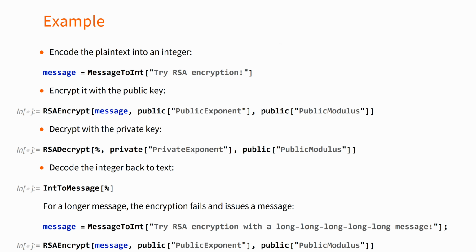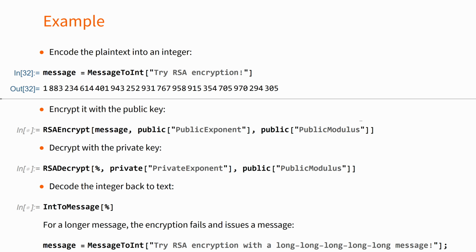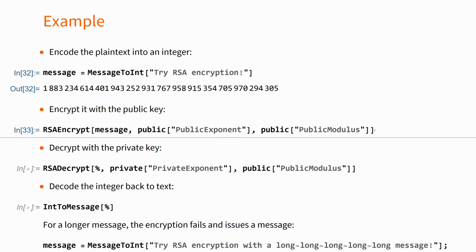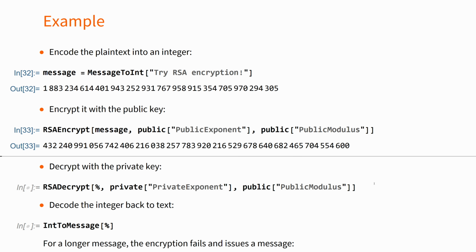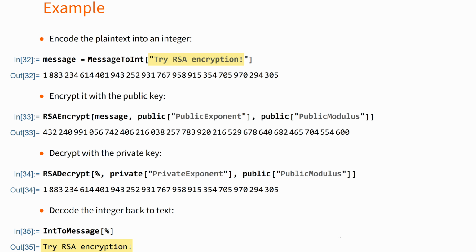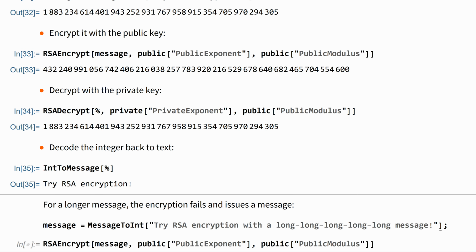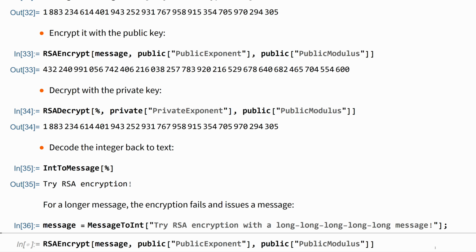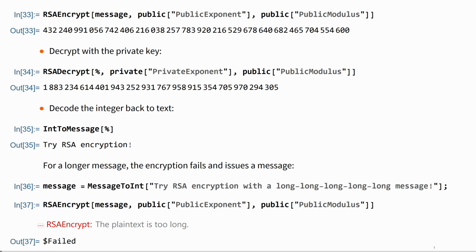Now let's see how all of that works together. First, encode the plaintext into an integer. Next, encrypt it with the public key, and decrypt back with the private key. Decode the integer back to a text message, and see it's the same message. As expected, if we try it for a longer message, the encryption will fail and issue an error just as we defined before.